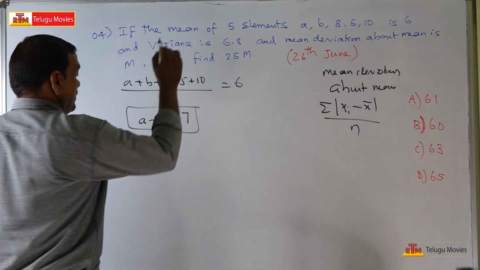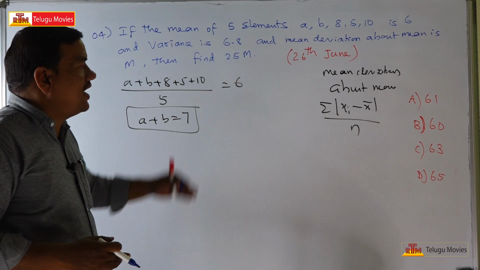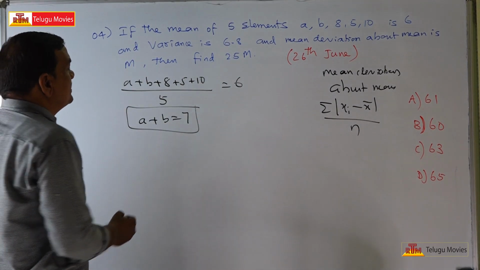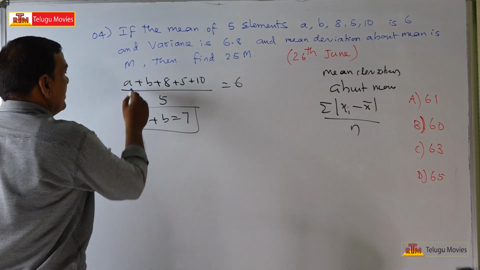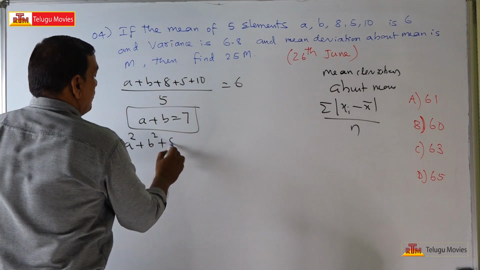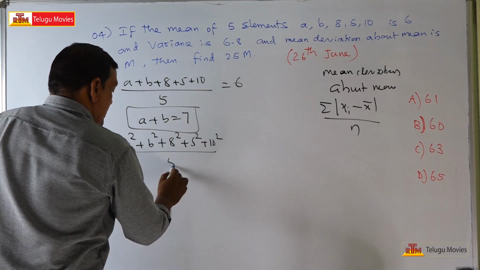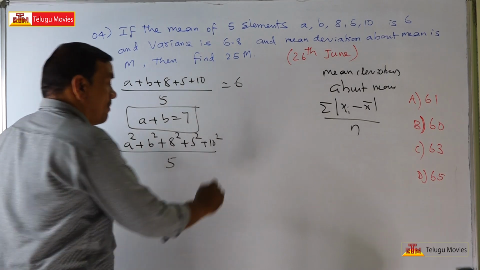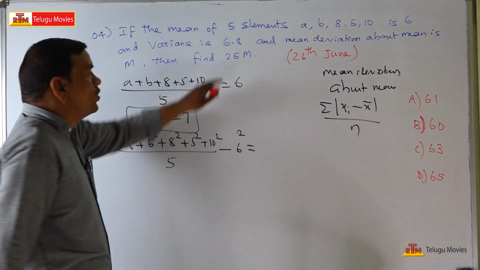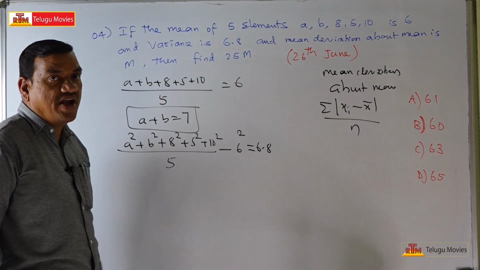We got one equation. Good. If we know the second equation, we can find the a value and b value. Afterwards, each element we will subtract. What is the variance here? Variance is given. Square each element: a square plus b square plus 8 square plus 5 square plus 10 square, find its mean, minus mean square, 6 square, is equal to 6.8.